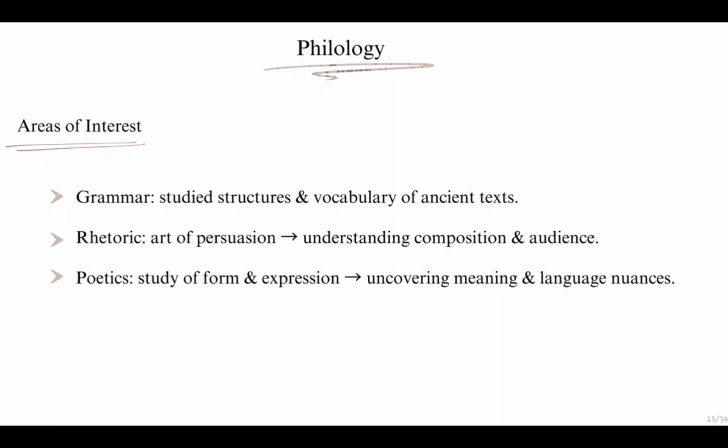The areas of interest in philology are three. We have grammar, rhetoric, and poetics. Grammar, of course, studies structures and vocabulary of ancient texts. For rhetoric, it's the art of persuasion, understanding composition and audience. As for poetics, it has to do with the study of form and expression, covering meaning and language nuances.